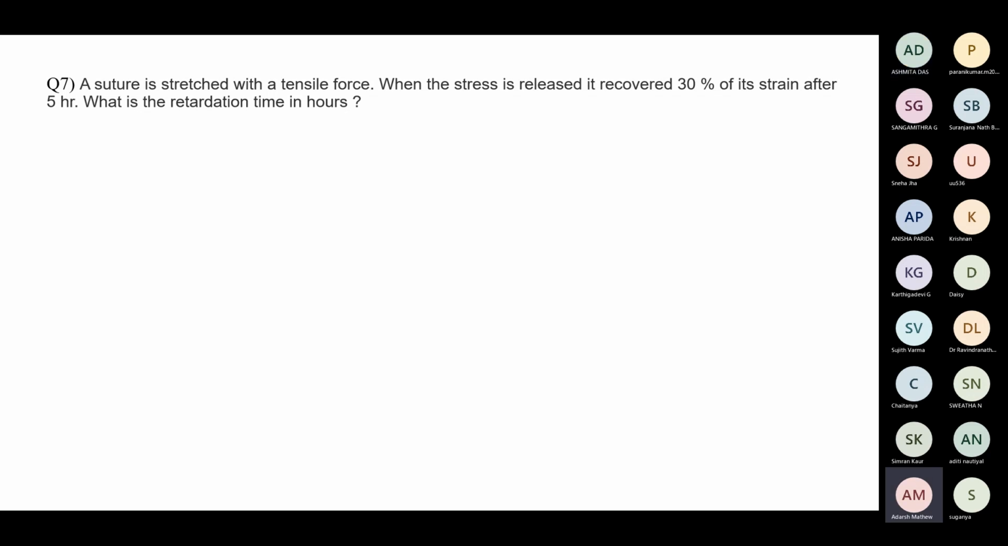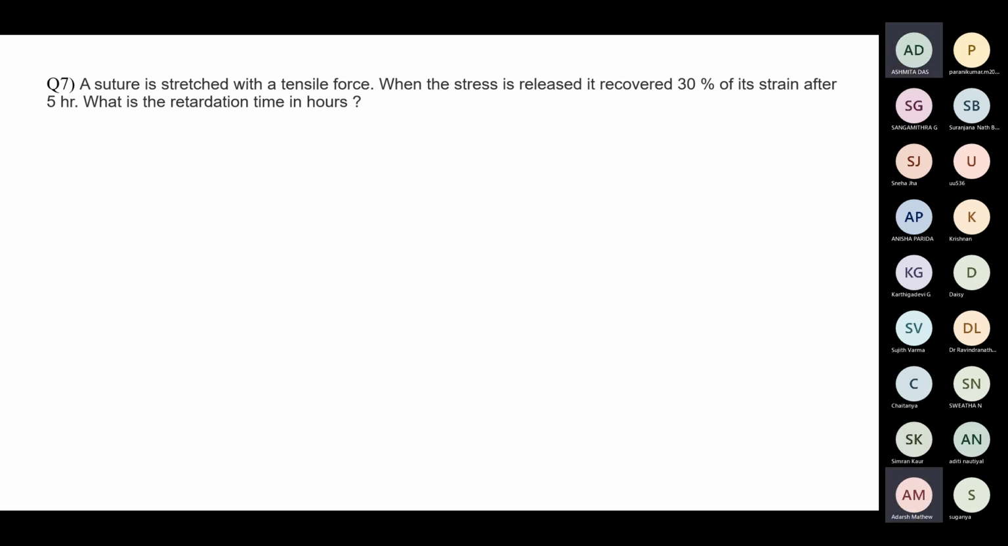We have taken the strain recovery equation, that is epsilon 0 into 1 minus e power minus t by lambda. We can substitute strain recovery as 0.30, and we have taken epsilon 0 as 1 itself, then 1 minus e power minus 5 by lambda. So by solving for lambda, we get 14 hours.